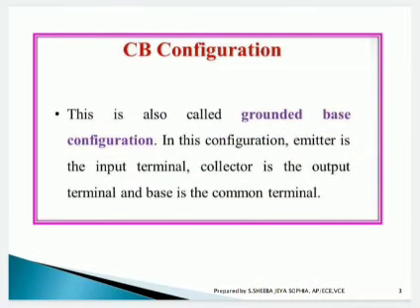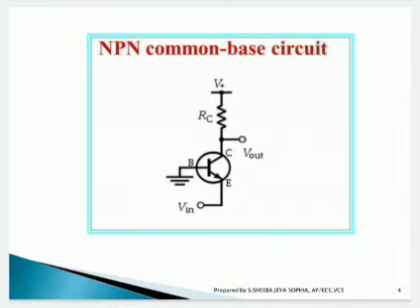What is meant by the common base configuration? It is also known as grounded base configuration, in which emitter is the input terminal and collector is the output terminal, base is the common terminal. As you can clearly see in this NPN common base circuit diagram, the emitter side is given the input V in, and from the collector output V out is taken. Base acts as a common between the emitter and collector, and so it is grounded.